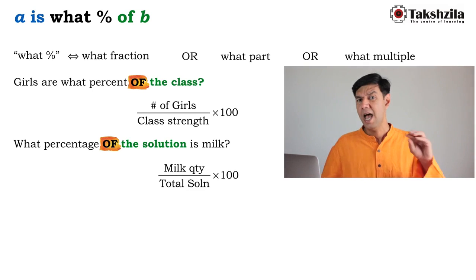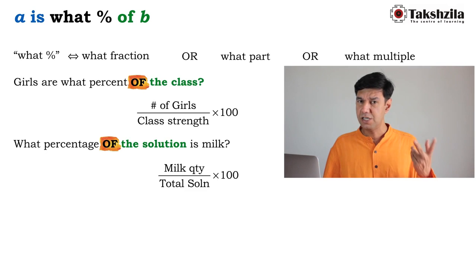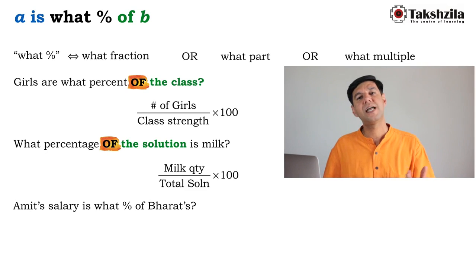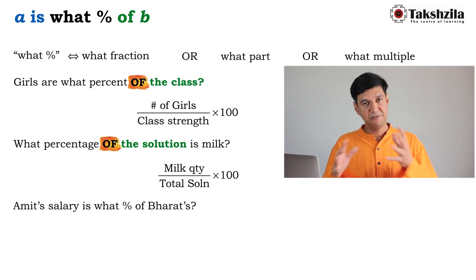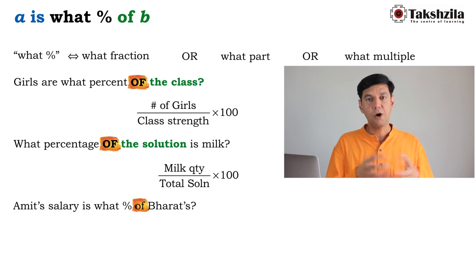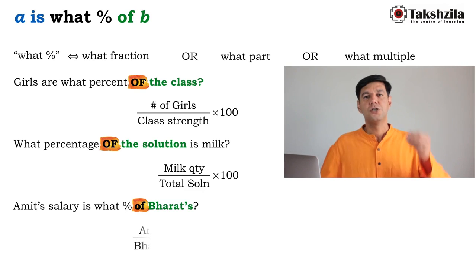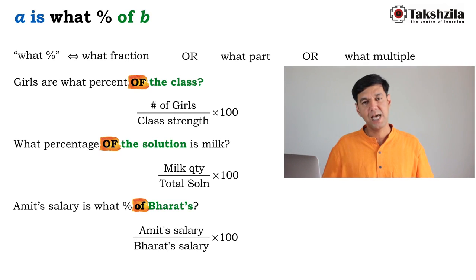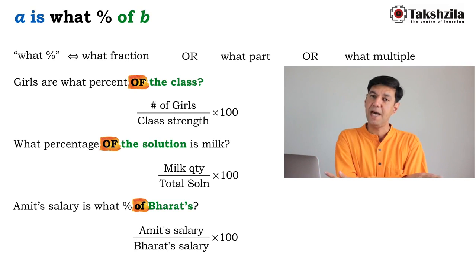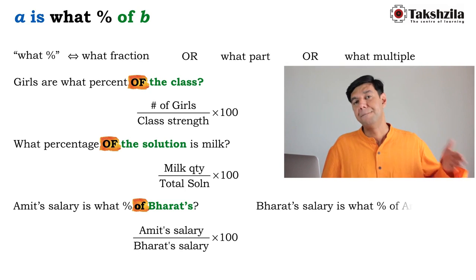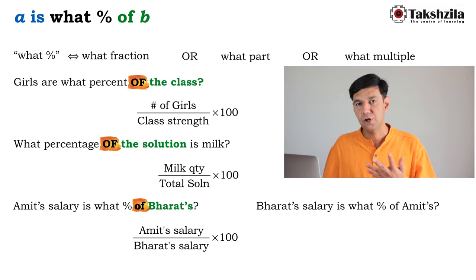Or the context could be two individuals. Amit's salary is what percentage of Bharat's? Nothing very obvious there, but the word "of" is there. Of whom? Of Bharat. So Bharat's salary will be in the denominator. So Amit's salary divided by Bharat's salary into 100. Obviously the comparison can be reversed. So I might have: Bharat's salary is what percentage of Amit's?